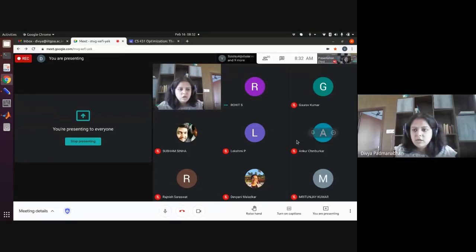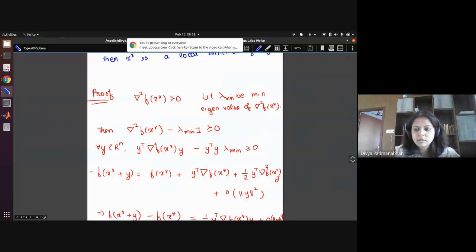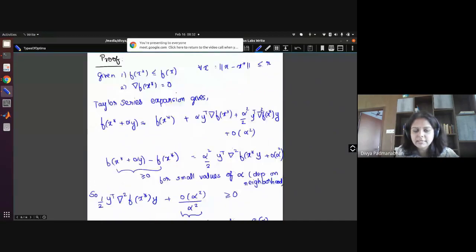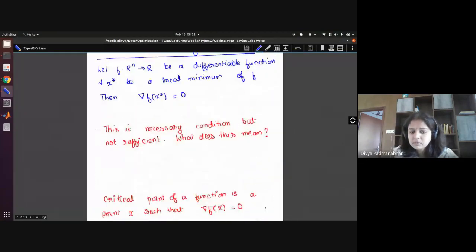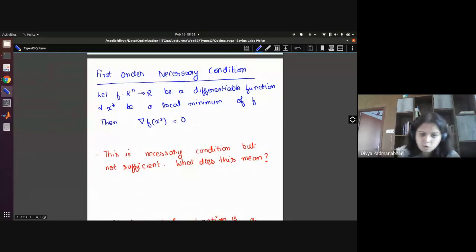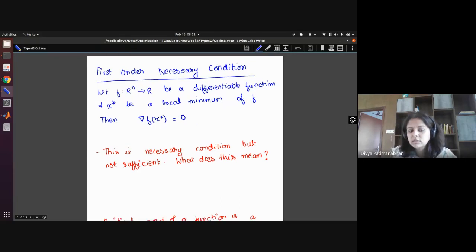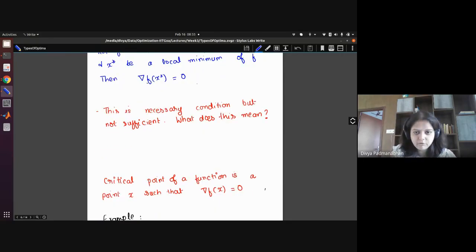All right, so let's resume from where we stopped last time. We were looking at the necessary and sufficient conditions. We discussed that for any optimization problem where the objective function is differentiable, a necessary condition is that the gradient is zero at the local minimum. But this is not a sufficient condition. There could be many points with zero gradient that are still not optimal. All the points with gradient zero are called the critical points.